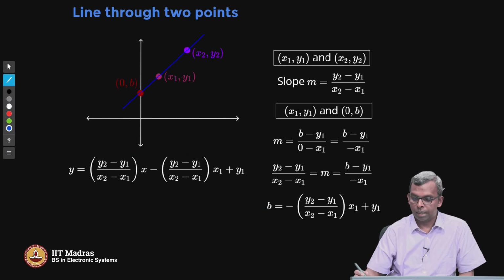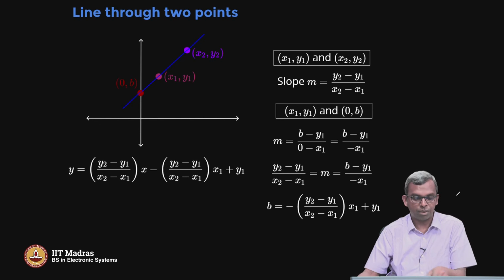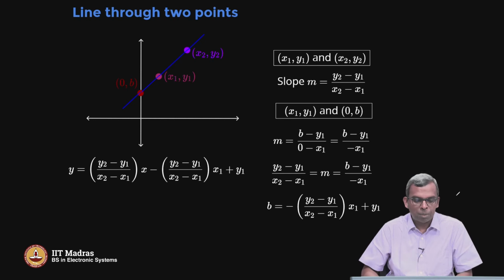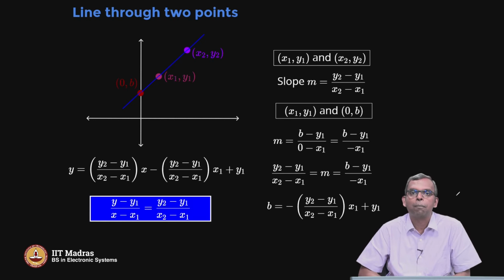So now it's this equation. It's fine. It's a nice equation, but you can write it in a slightly different way. Sometimes the same equation written in a different way is easier to remember. So a lot of people write the same equation in this format: (y minus y1) by (x minus x1) equals (y2 minus y1) by (x2 minus x1). This is the equation of the straight line passing through (x1, y1) and (x2, y2).